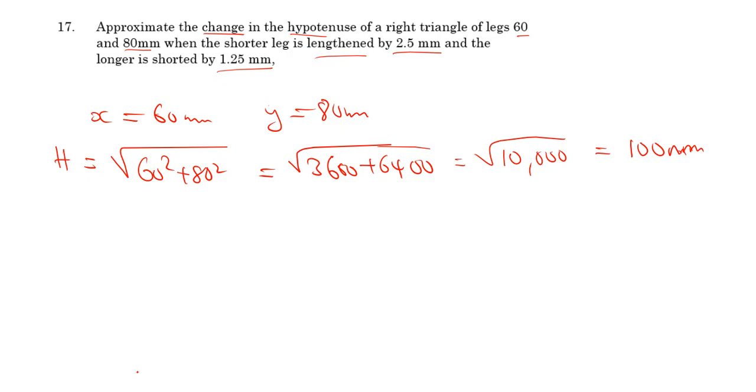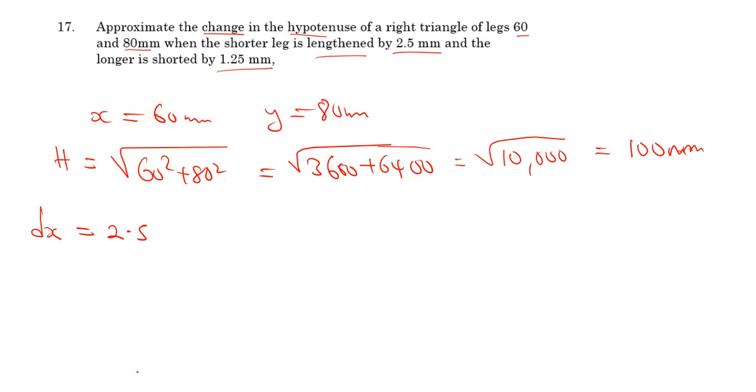But now look at how the question is phrased. They're telling us when the shorter leg is lengthened. So now we need to find the change in this shorter leg and this longer leg. The change, which we denote dx. For x, they're telling us that the shorter leg is lengthened, meaning it is increased, so the change is 2.5.